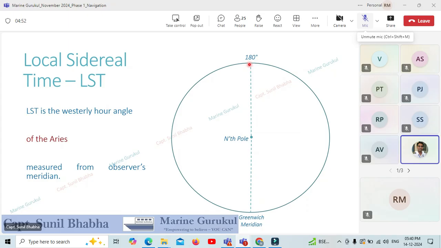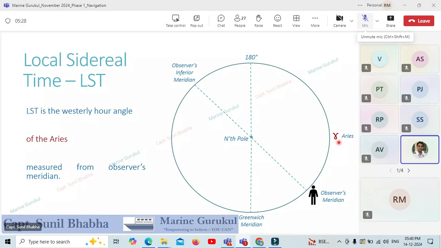Now let's assume our observer in this diagram. Let's assume the observer is at this particular location. We can now show the observer's meridian also. So this is the observer's meridian. Exactly opposite to this will be the inferior meridian of the observer. This is the inferior meridian of the observer. Now let's assume that Aries was at this particular location.